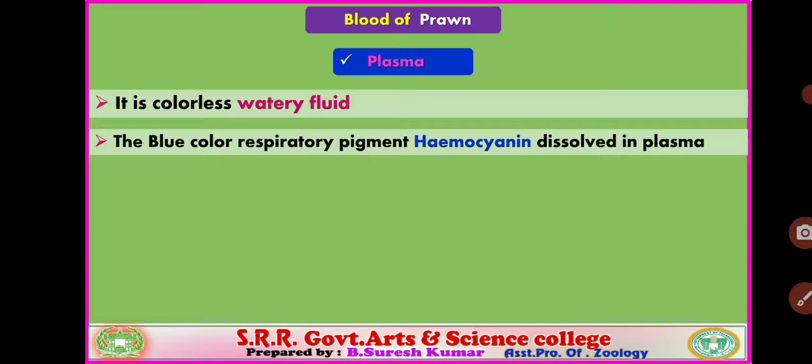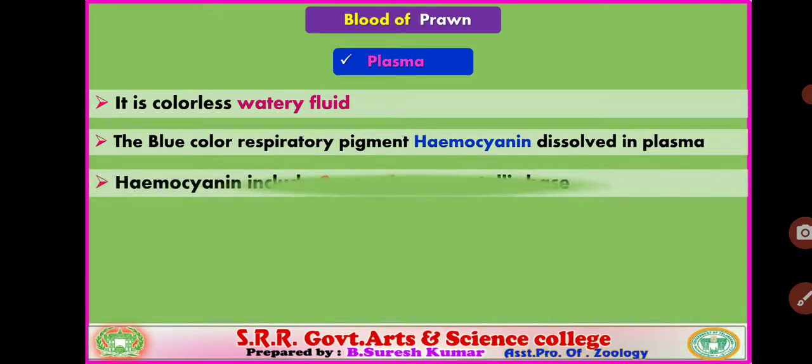Generally, in higher animals, the respiratory pigment is hemoglobin, a red color respiratory pigment, associated with red blood corpuscles. Inside the cell, the hemoglobin remains. But here you observe in the blood of prawn, the respiratory pigment is hemocyanin, but it is retained in a dissolved state in plasma. Alright, so that is the difference you have to find.